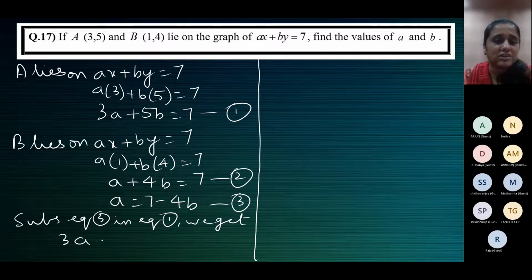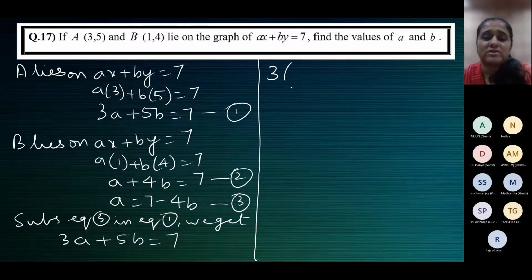The equation is 3a plus 5b is equal to 7. This is equation 1. Now let's substitute. What should we substitute? Instead of a, we should use 7 minus 4b. Equation 3 in equation 1. So in equation 1, where there is a, you use 7 minus 4b. Where there is a, so 3a, don't write a, write 7 minus 4b. Then what should I write next?